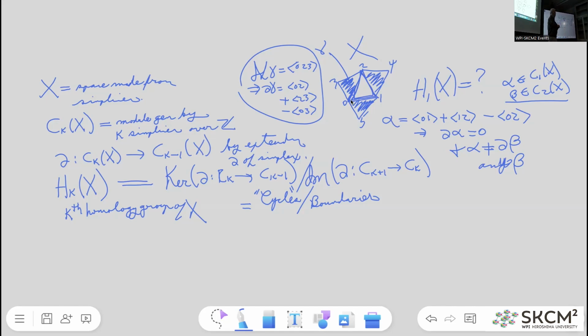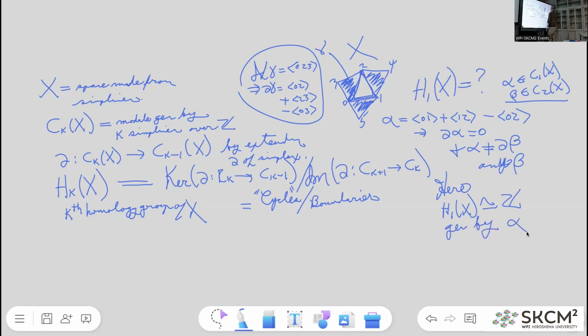So what you get, if you did the calculation in this case, is that the first homology group of our space is isomorphic to Z, generated by alpha. Because we don't just get alpha, we get alpha, 2 alpha, minus 137 alpha, and so on. All those integer multiples of alpha are still there as things that are not boundaries.